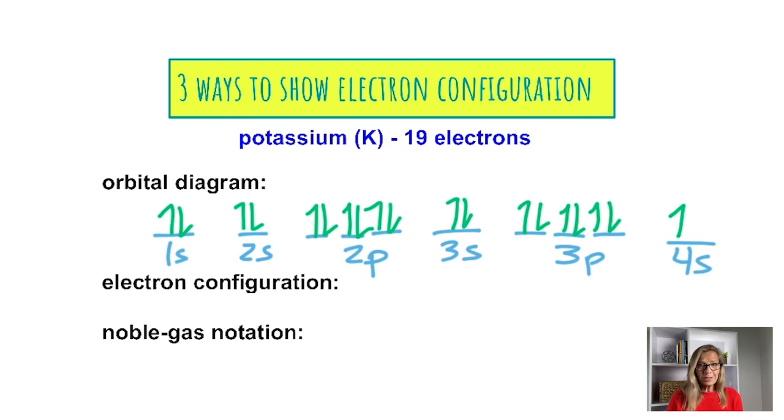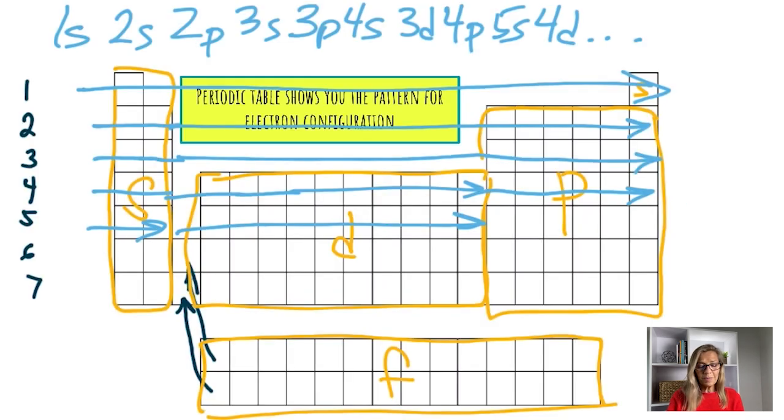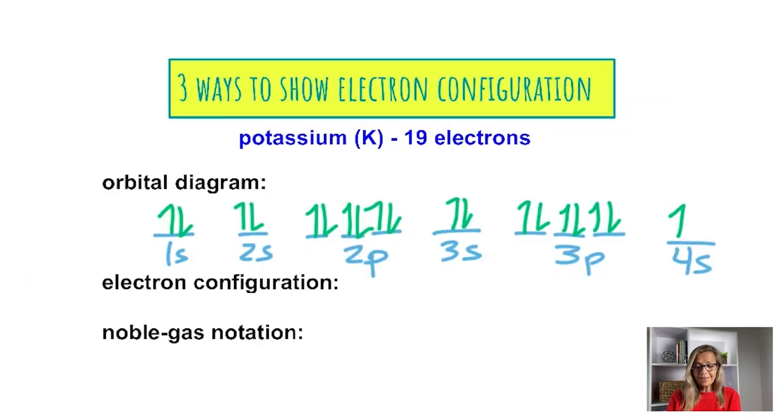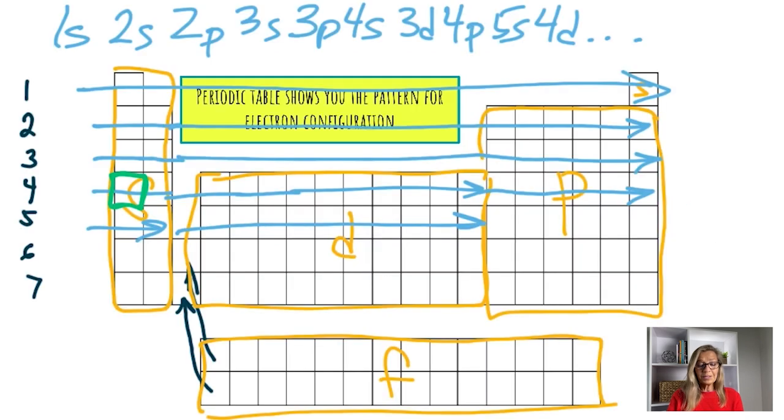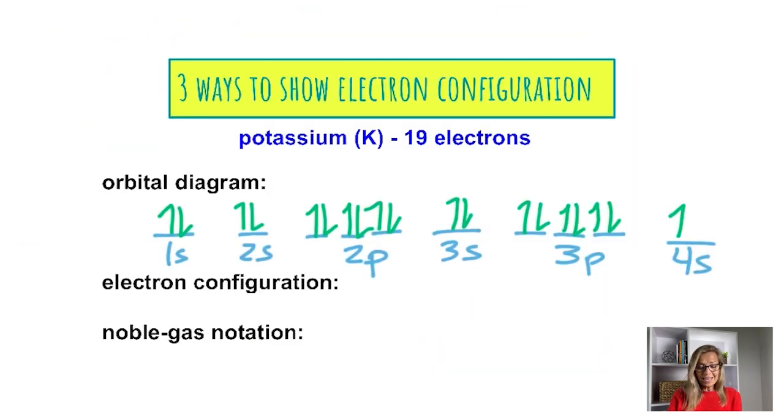Okay, now I'm going to show you something real quick. Let's jump on back to our periodic table. Guess where potassium is located? He is located right here. Okay, look where his electron configuration ended up. 4s1. Interesting, huh?